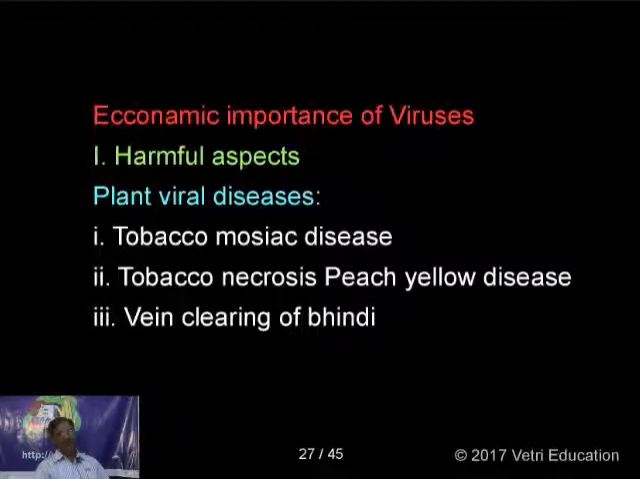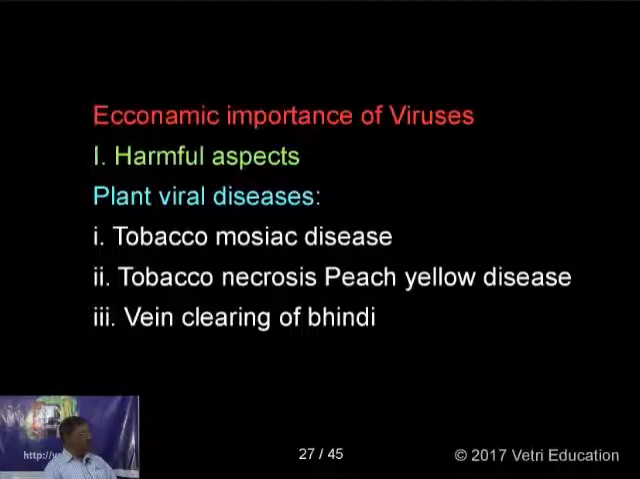Viruses, as you know from the beginning, means poison itself, and they cause diseases. We can read this economic importance under two subheadings. One is the harmful aspects. In all these harmful aspects, we discuss the viral diseases of plant viruses, animal viruses and human viruses. The first one, the plant viruses: the tobacco mosaic virus. I think you know already it causes viral mosaic, having patches of yellow color, green color and white color on the leaf. So it is known as mosaic.